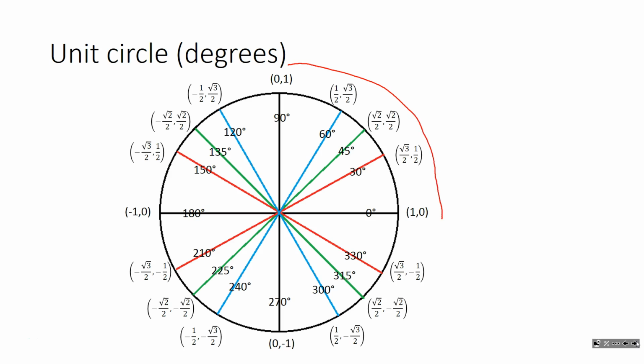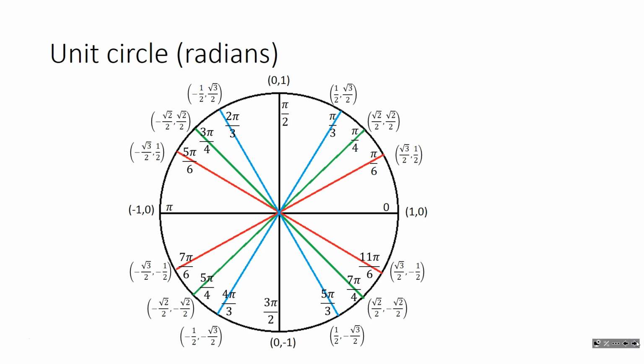Because after all, once you know those, you realize that in the other quadrants, they're the same values with changes in the sign. So in quadrant 2, the x value's negative. In quadrant 3, x and y are both negative. And in quadrant 4, the y value is negative.